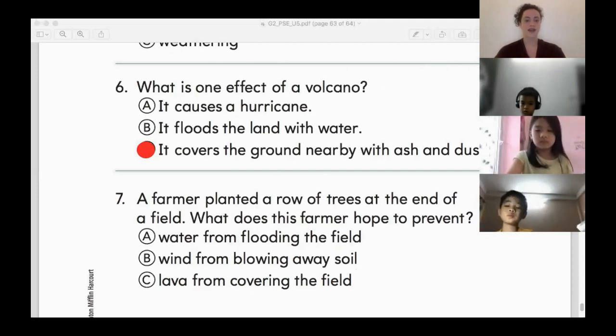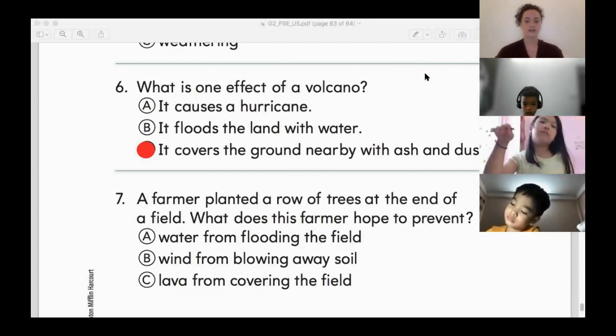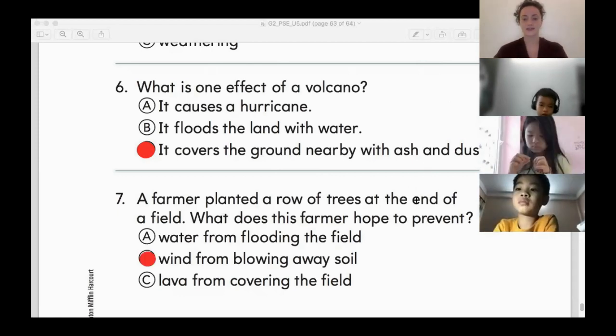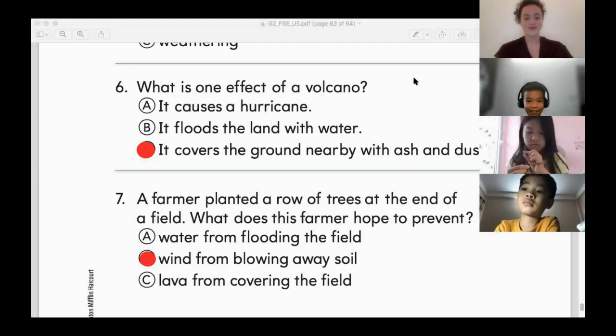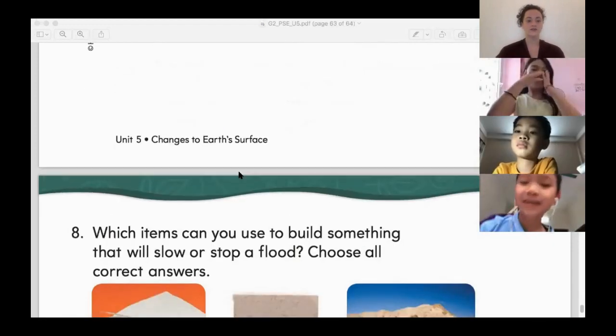All right, and number 7, a farmer planted a row of trees at the end of a field. What does he hope to prevent? Ben, letter number 7. Letter B. Letter B, yes, wind from blowing away the soil. He made a windbreak. All right, how did everyone do? Oh, we still have more.